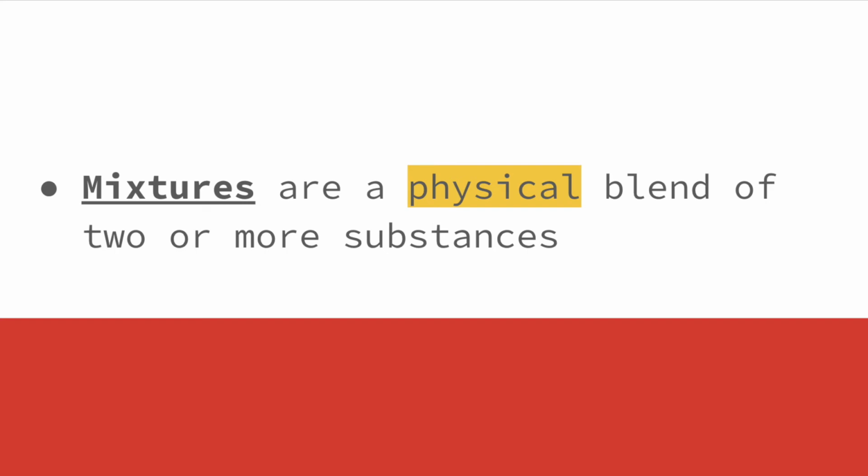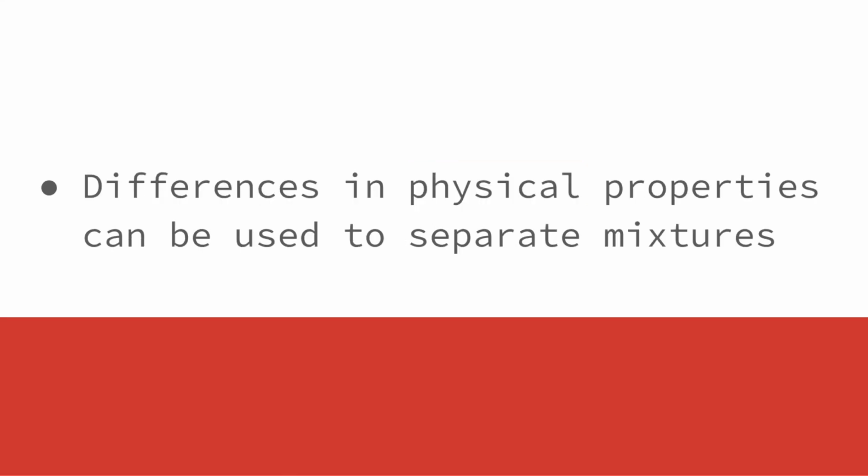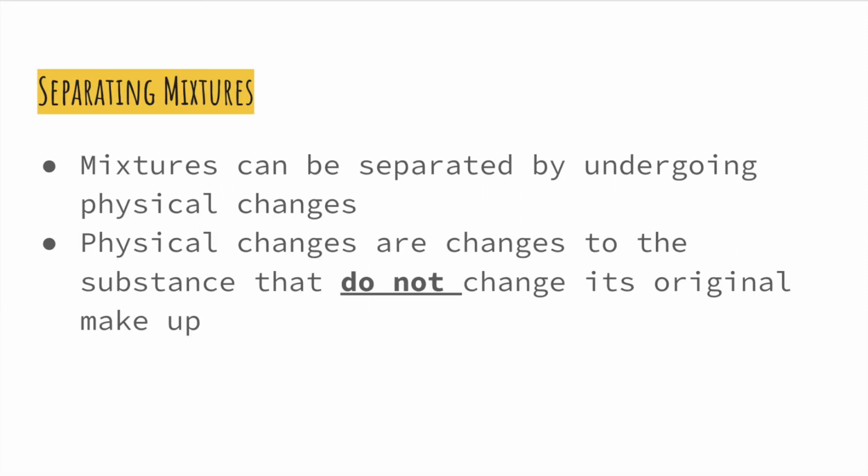Reminder, mixtures are a physical blend of 2 or more substances. Therefore, we can use their differences in physical properties in order to separate mixtures. So mixtures can be separated by undergoing physical changes that do not change the original makeup of those substances.